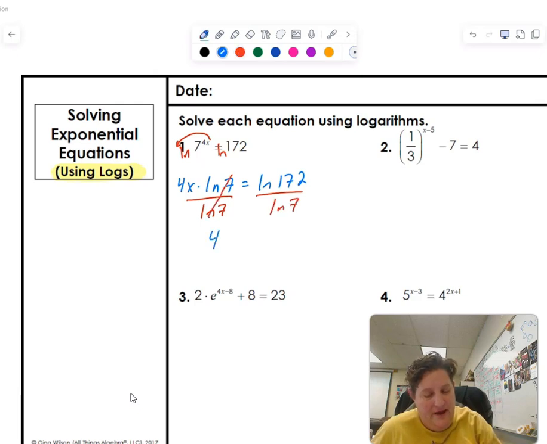Okay, so I get 4x equals, and then you guys, that's a decimal, which I'll get in a minute, and then we just divide by 4. Put that whole thing over 4.